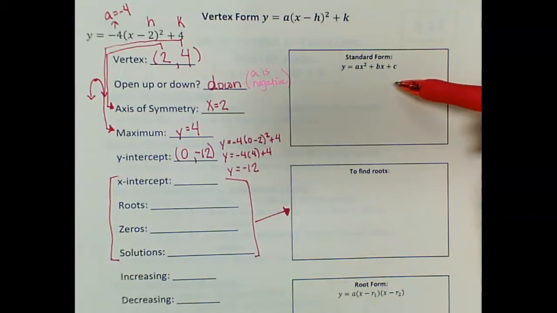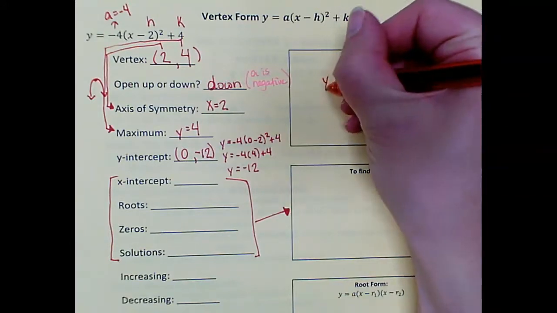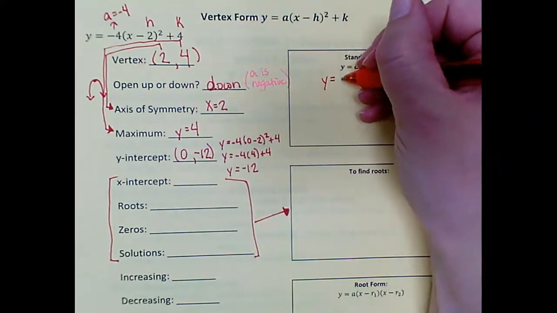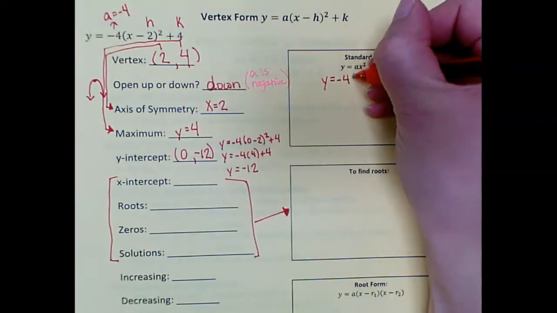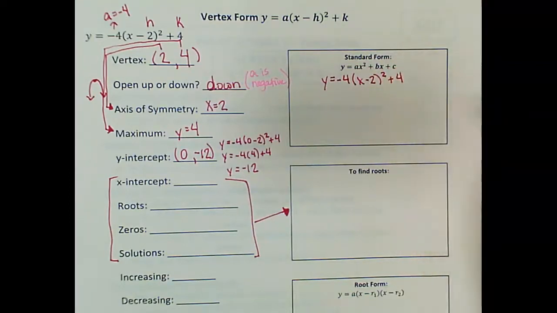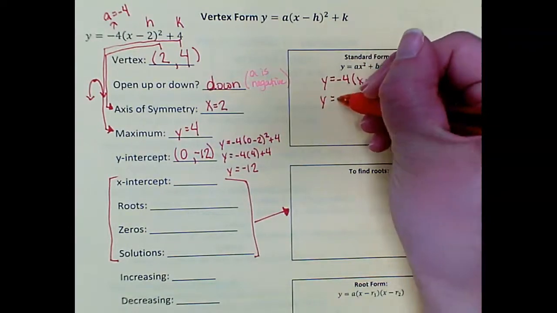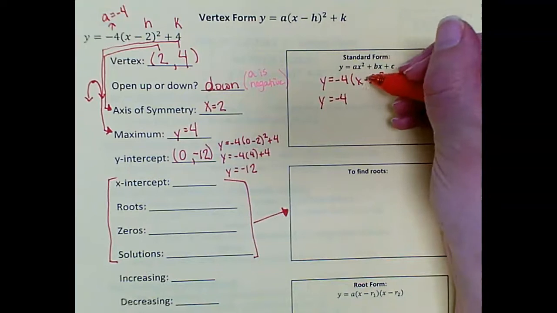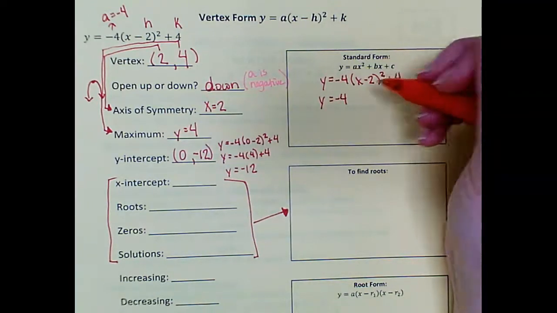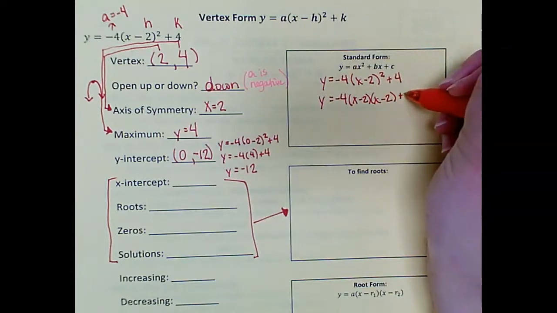And then once I get standard form, I'm going to go ahead and find my roots by either factoring or quadratic formula or completing the square. So my equation in vertex form was y equals negative 4 times x minus 2 squared plus 4. Standard form doesn't have parentheses, so I'm going to try and get rid of those. I'm going to write x minus 2 times itself because it's squared. And I still have the plus 4.